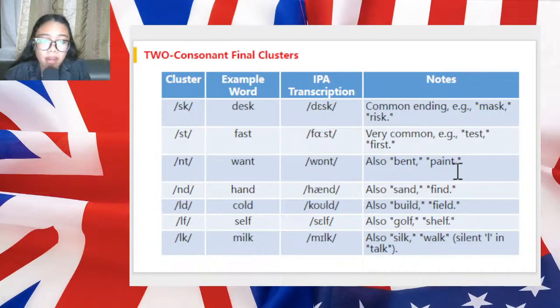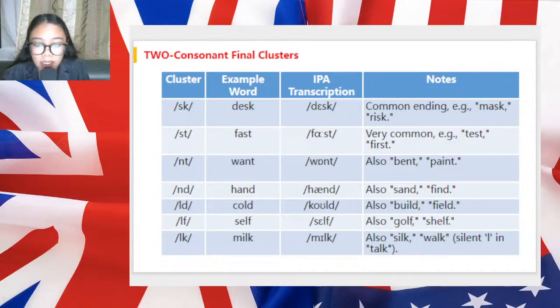All right. So following that cluster, NT, we have the ND cluster as in hand. This is the voiced counterpart to NT. The N sound blends directly into the D sound at the end of the word. Say, for example, the word hand. So, hand. Both sounds are voiced. This cluster appears in words like sand and find. So, let's try all those words. Let's start, of course, with hand. Again, hand. One more time, hand.